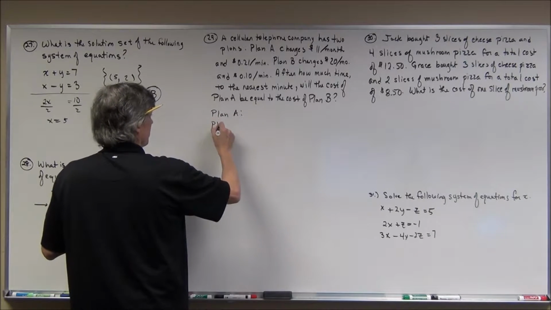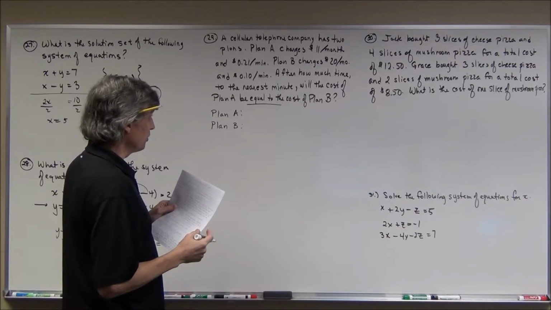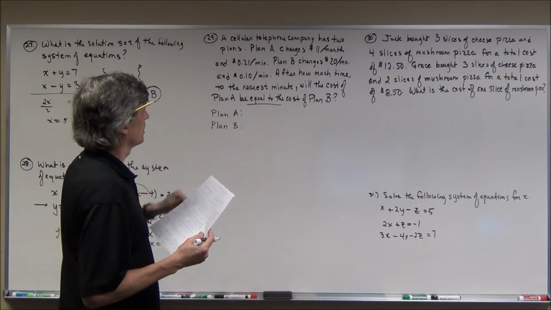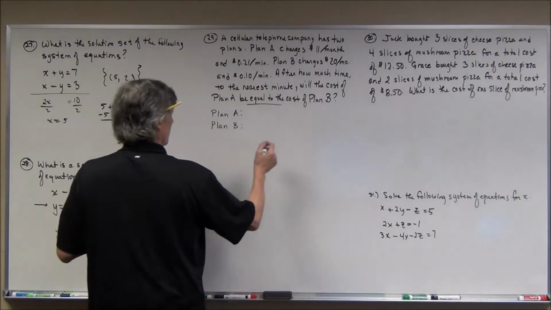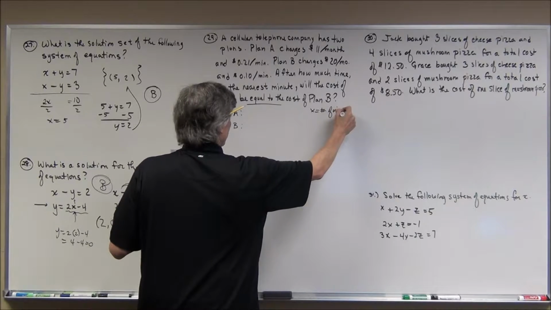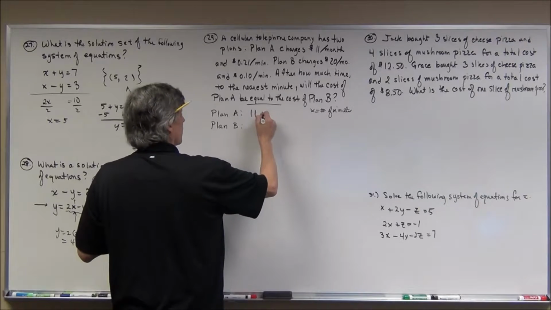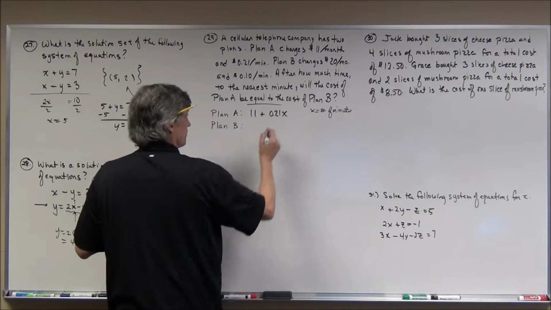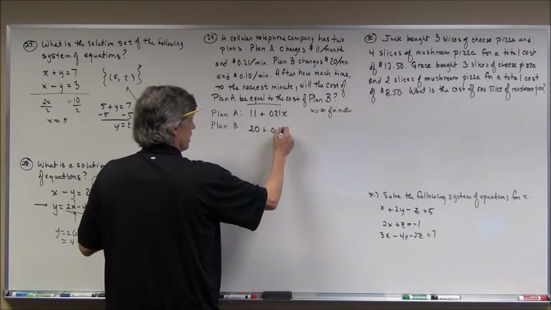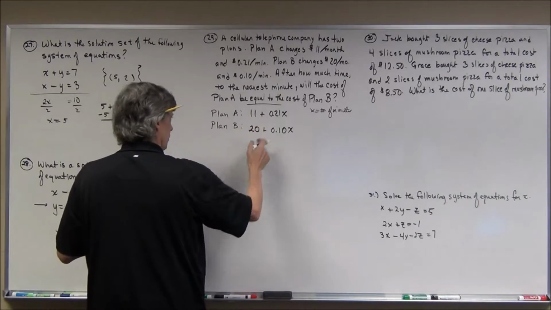So I want to figure out Plan A, and I want to figure out Plan B here, and then I'm going to set them equal to one another. Well, I can probably do this with only one variable because of the way this problem is set up. I'm going to let x be the number of minutes that you're on the phone. So for Plan A, it's $11 a month plus 21 cents times the number of minutes. For Plan B, it's $20 a month plus 10 cents for each minute. And I want to know when these two things are equal.